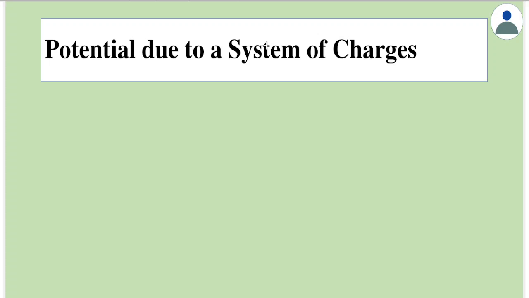Hello everyone, let's find out the electric potential due to a system of charges. Let's assume that there are a few charges, say plus Q1, minus Q2, minus Q3 and say plus Q4 at some separation, and let's find out what is the electric potential due to these charges at a given point P.